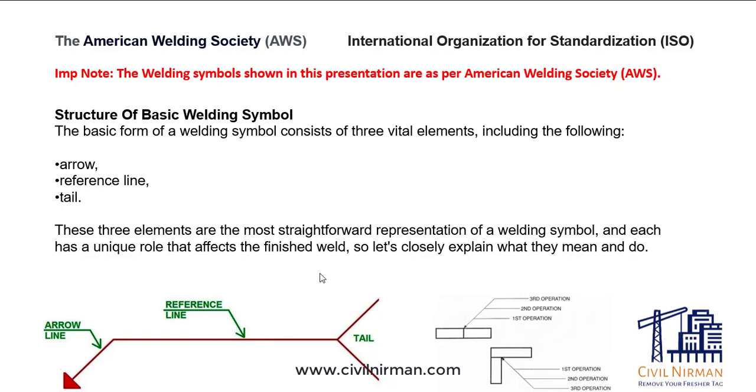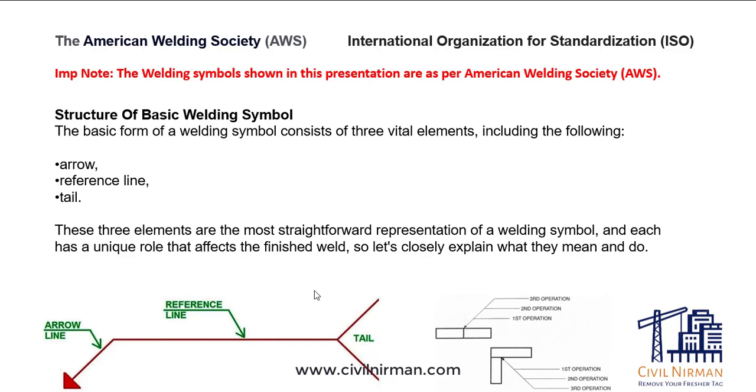Required weld process, size of the weld, angle of bevel, size weld profile, depth of penetration, number of welds, spacing, and many more. Instead of words, they will use a series of welding symbol elements to help you understand what they are expecting from your weld.